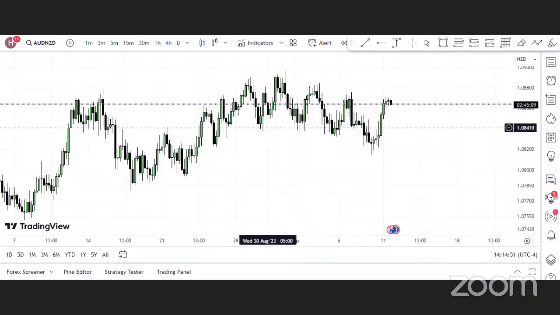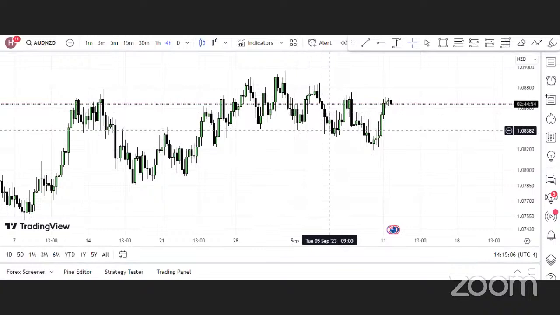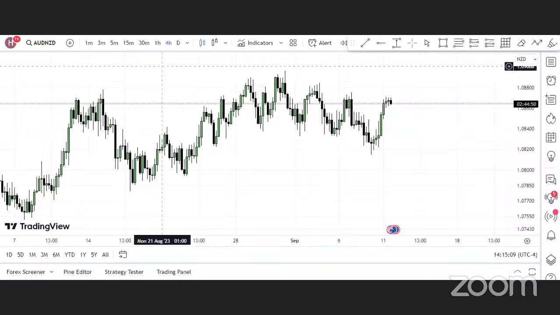Making analysis is very easy. The hard part of making the analysis is getting the overall direction. If your analysis is not right, it will be very hard for you to get your overall direction. So this is the 4-hour time frame right now. You can actually make your analysis from any time frame you want, but I'll advise you to stick with the higher time frames.